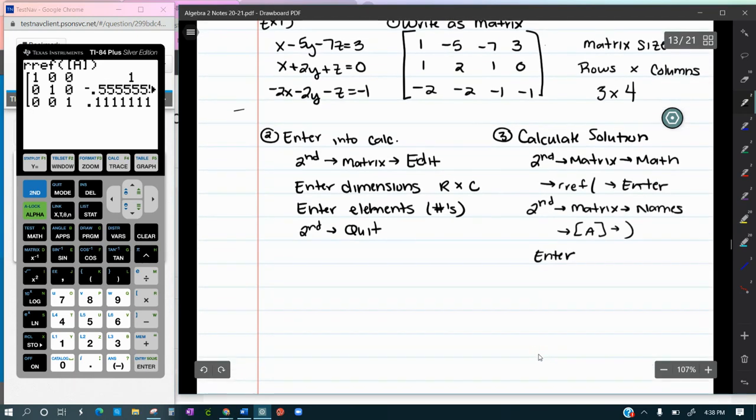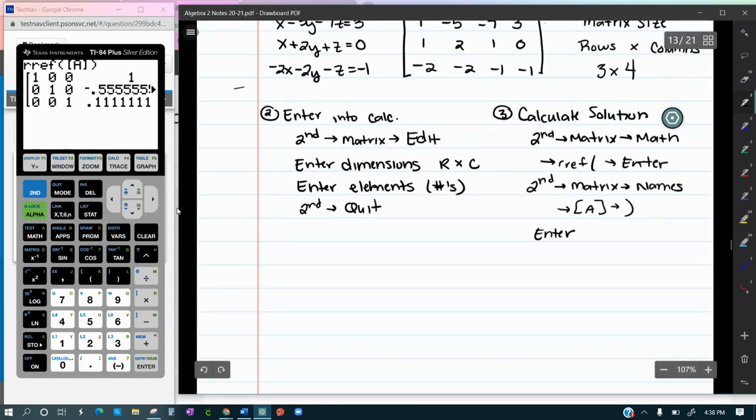So now here's how to read what pops up. So really quickly, let's write down the matrix that comes up. So the matrix that comes up is 1, 0, 0, 1, 0, 1, 0, -0.56. I'm going to round it off to 2 places. 0, 0, 1, and then 0.11.